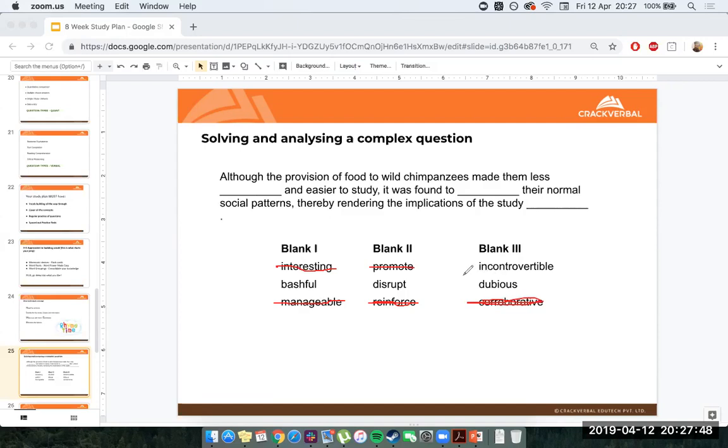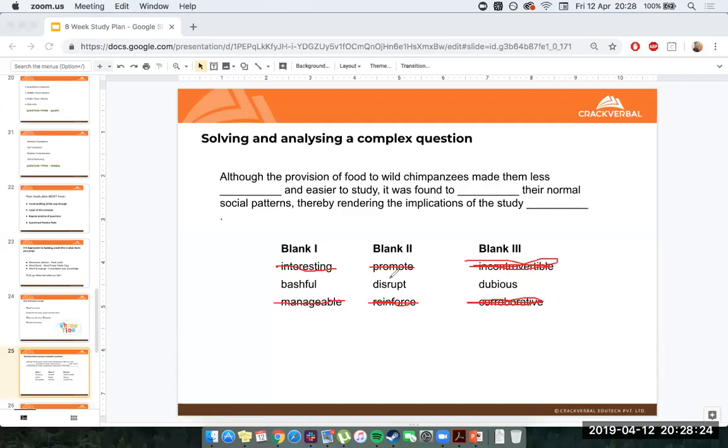Something that is incontrovertible is something where you do not have evidence to convert somebody's point of view. So when we say incontrovertible evidence, that means evidence that cannot be refuted, evidence that cannot be denied. If the implications of the study are incontrovertible, that would mean they cannot be refuted or attacked in any way. The implications of the study are absolutely perfect. But that's not what we're looking for, right? In fact, we're trying to say that it's going to be something negative. We can go ahead and get rid of incontrovertible.